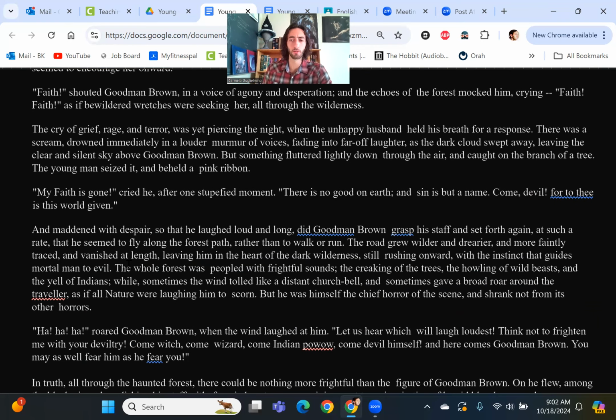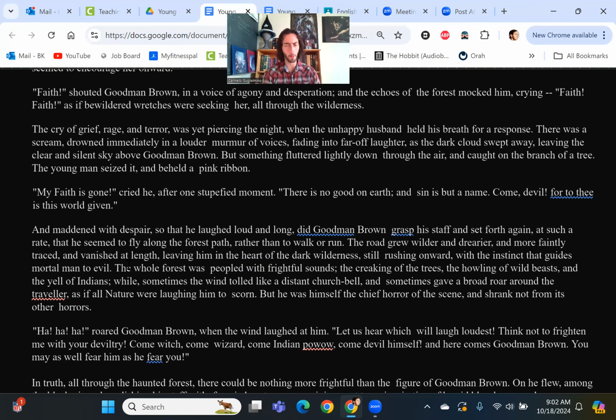Whatever weird vision that was, out of the sky falls the pink ribbon of Faith, okay? Now he grabs it and he says, "My Faith is gone," he cried after one stupefied moment. "There is no good on earth, and sin is but a name. Come, devil, for to thee is this world given." Okay.